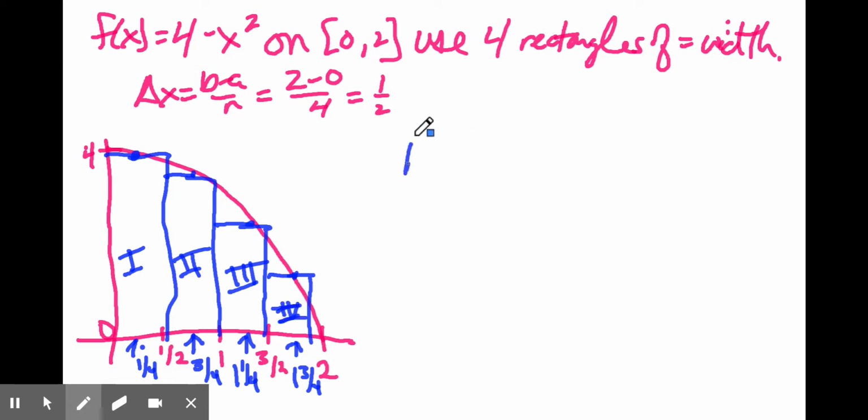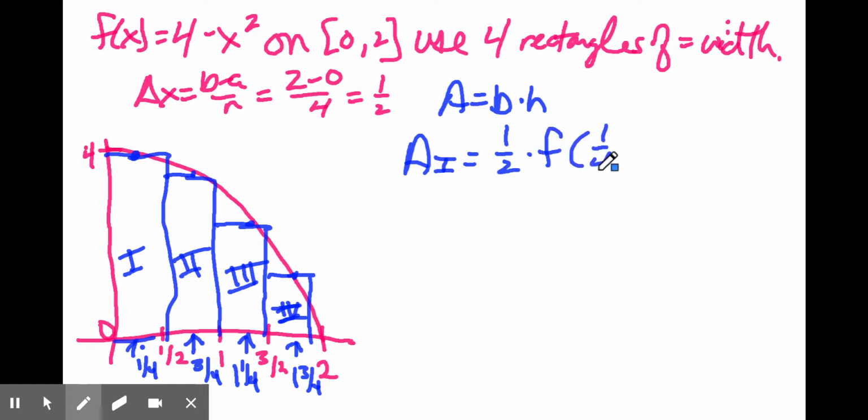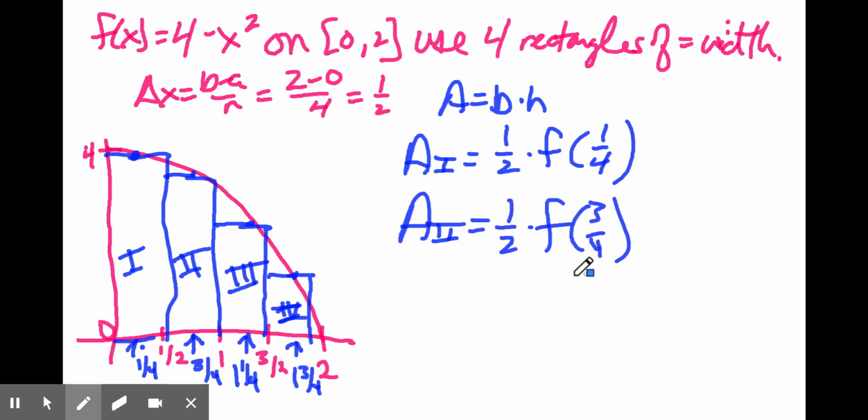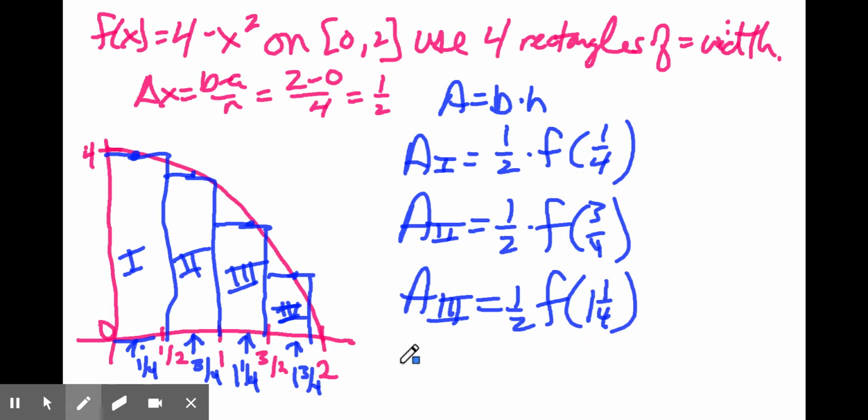So to calculate the area with the midpoints, we would take 1/2, which is the base of the rectangle. The whole base is a half a unit, times f of 1/4. The next one would be 1/2 times f of 3/4. Then we would have 1/2 f of 1 1/4. And finally, we would have 1/2 f of 1 3/4.